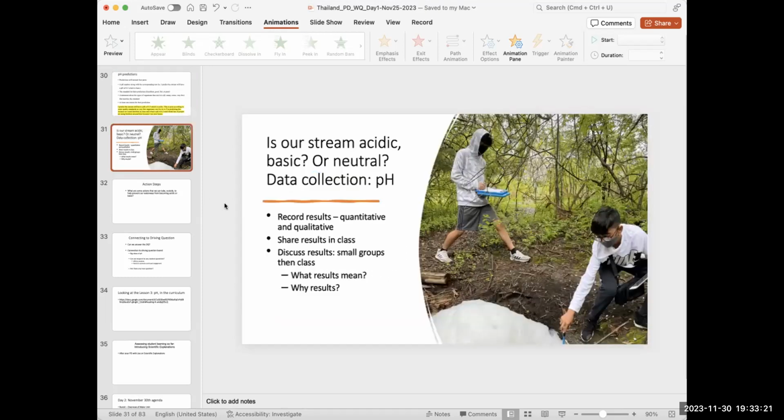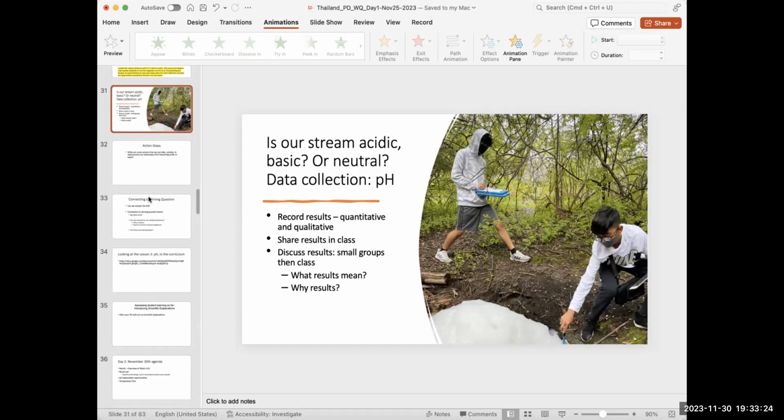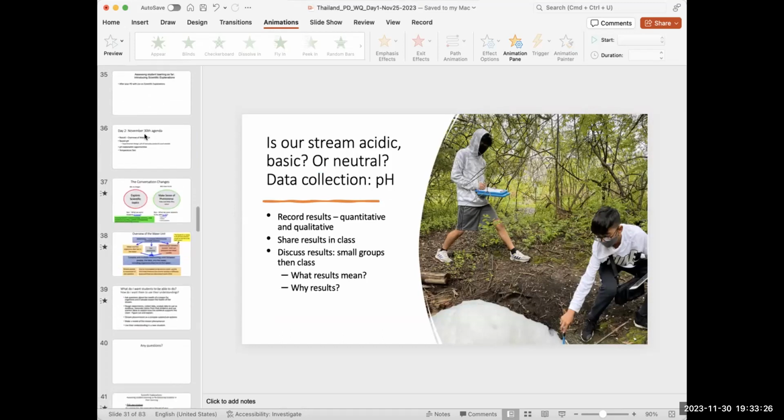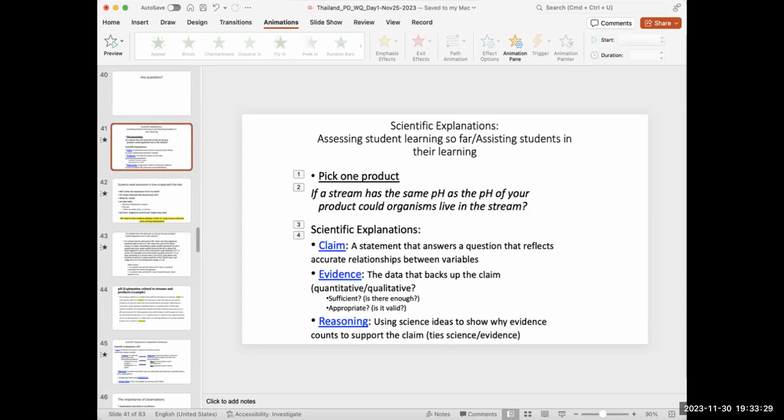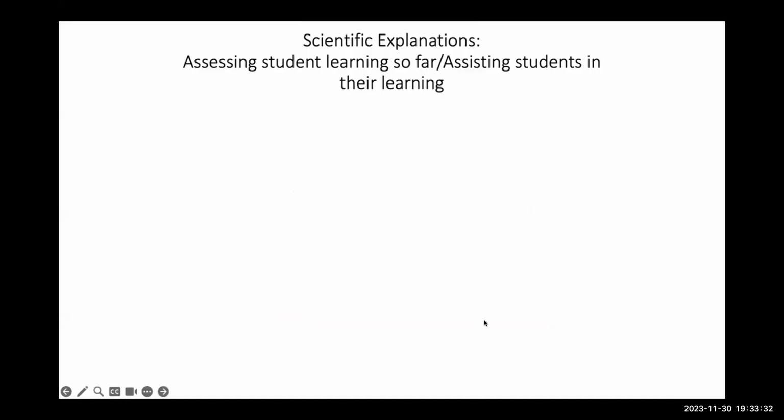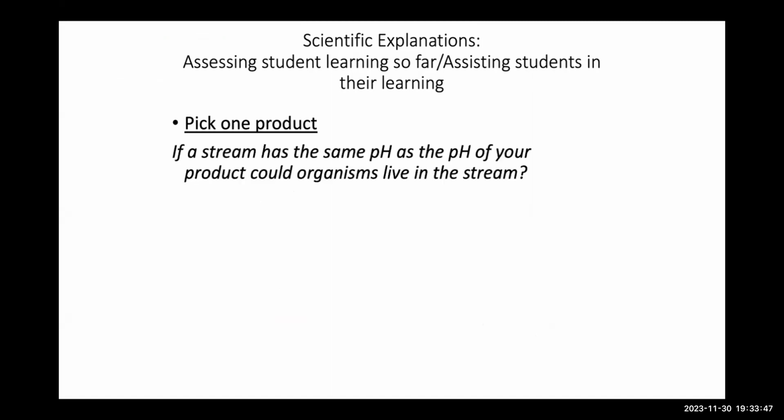Okay, so students do go out to the stream, they collect data. That's not what I want to show you. I want to come to here. If I want to get a sense of what students' learning is so far, one option is to ask students to pick one product from the experiment we just did. We tested 15 substances, and I ask them, if the stream has the same pH as the pH of your product, could organisms live in the stream? And I want them to write a scientific explanation.